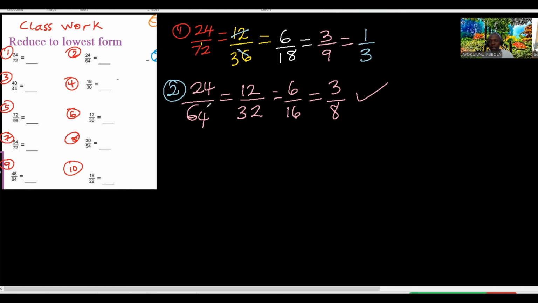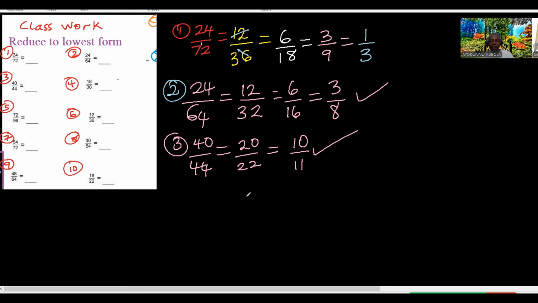That's what you have to do. So let me do the next one. Number 3, 40 over 44. 2 in 40 is 20, and 2 in 44 is 22. 2 can still divide. 2 in 20 is 10, and 2 in 22 is 11. So this can go no further. This is the lowest form. Okay?